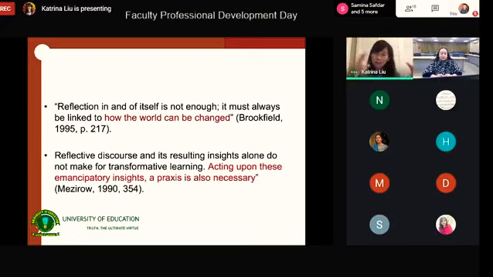So let's think about the relationship between critical reflection and transformative learning. According to Mezirow and Brookfield, who are both very famous scholars in adult education, Brookfield stated that reflection in and of itself is not enough. It must always be linked to how the world can be changed. That means a change implemented in the process is important. And Mezirow mentioned that reflective discourse and its resulting insights alone do not make for transformative learning. Acting upon these emancipatory insights, a praxis, is also necessary. So praxis, again, means action.